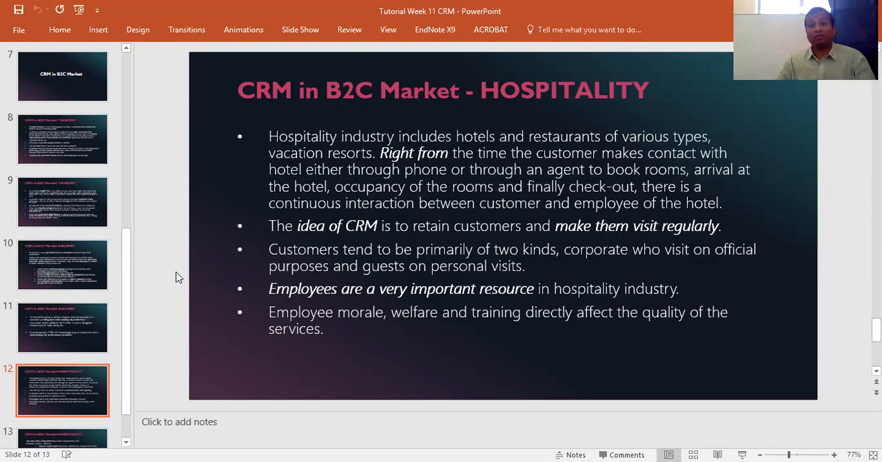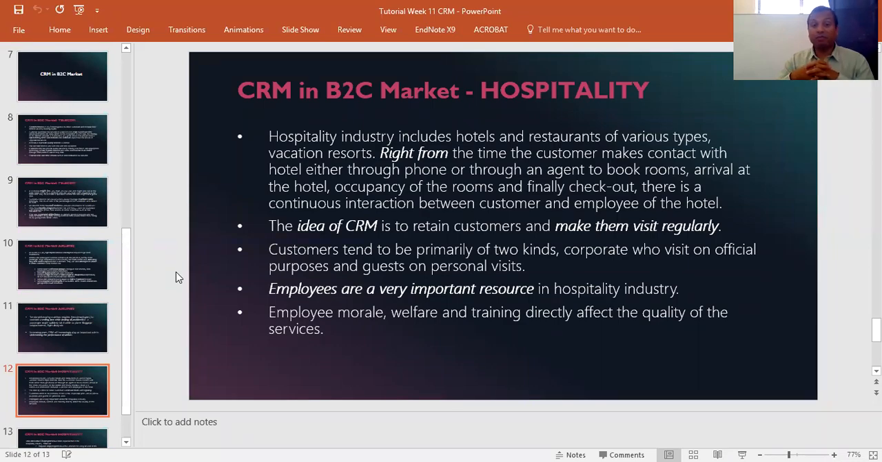So right from the beginning to the end, checkout, you see different people are involved, different executives are involved in providing you the services. All these are part of CRM activities in order to retain them and make them loyal, so that they can visit again and again. So the idea of CRM is to retain the customer and make them visit regularly.